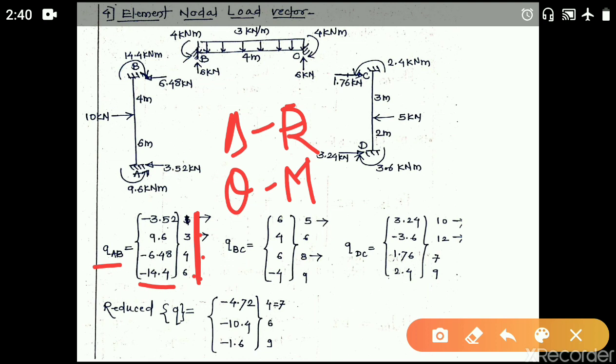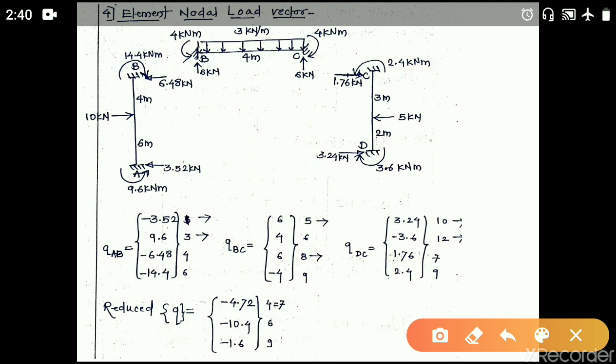So maintain the sequence for the AB joint: at point A reaction and moment, and then at point B reaction and moment. Write in that sequence only. As discussed, the first reaction is towards the left, so write minus 3.52, then moment 9.6 at A. Next at B, reaction minus 6.48 and moment minus 14.4. This way you complete QAB.